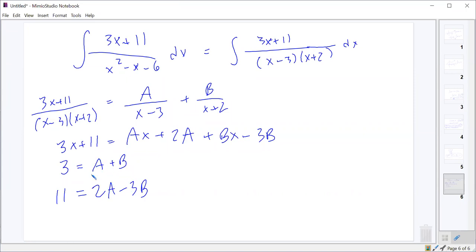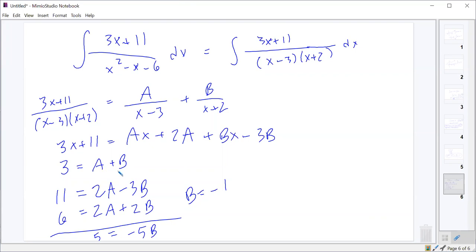So we can multiply this top one by 2. And if we subtract, we end up with 5 equals -5B. So B is equal to -1. And if B is equal to -1, then that ought to give us A is equal to 4. Everybody good there?